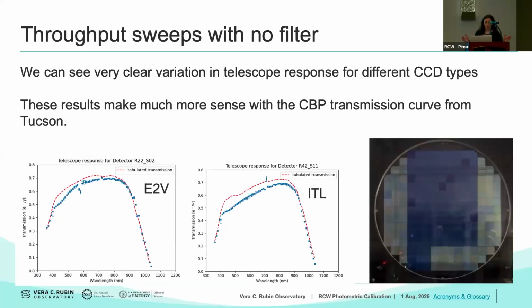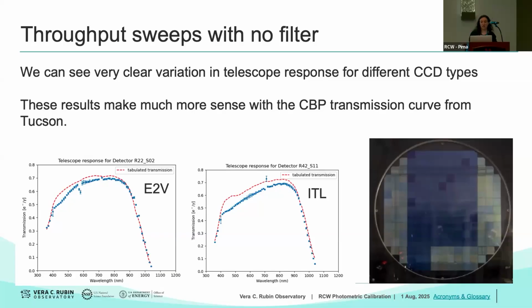And so here are some of our initial results. We can see very clear variation in telescope response for different CCD types. On the left, you see E2V, and on the right is ITL. Now, I will say these are done with the CBP transmission curve from Tucson. The one that is from Chile just, yeah, is garbage. So I wish that were not the case, but that's where we are right now.